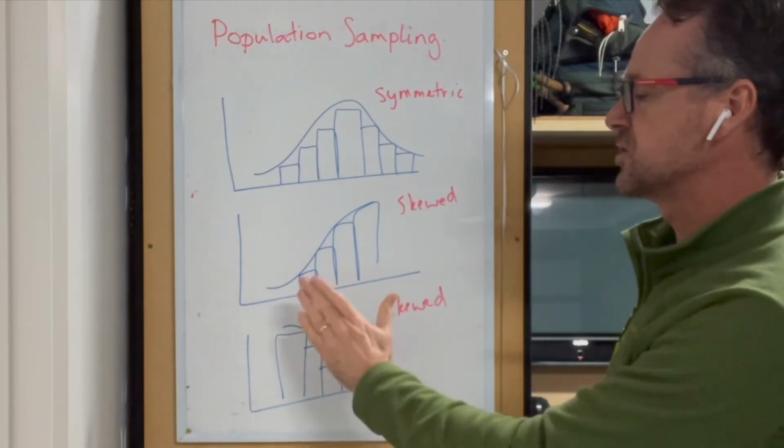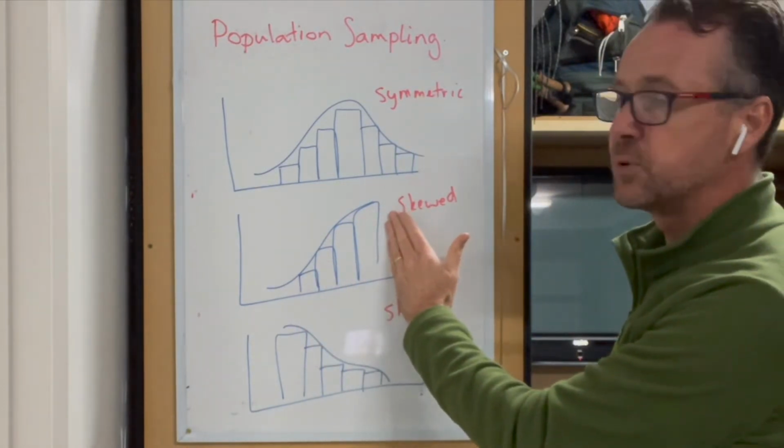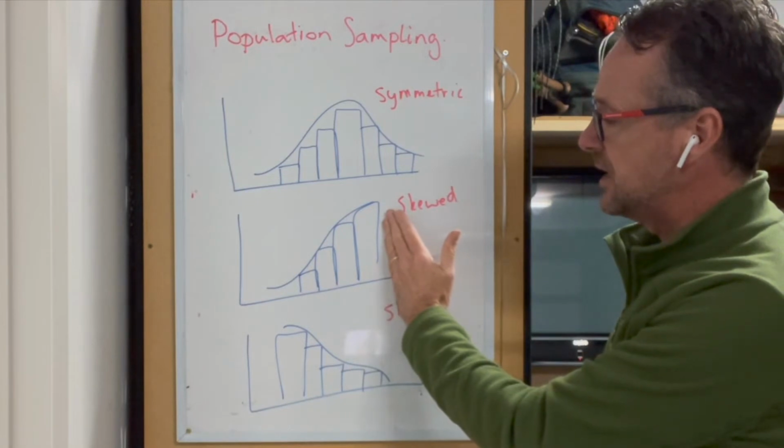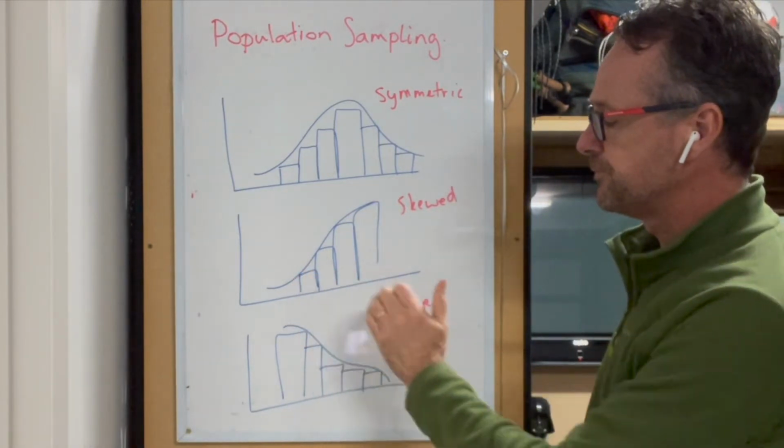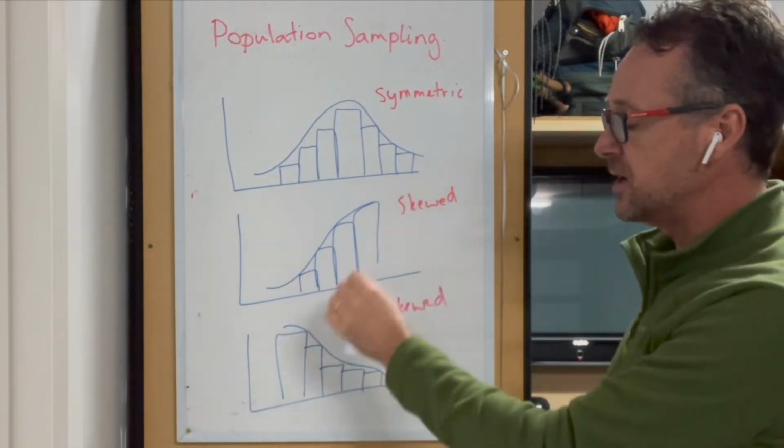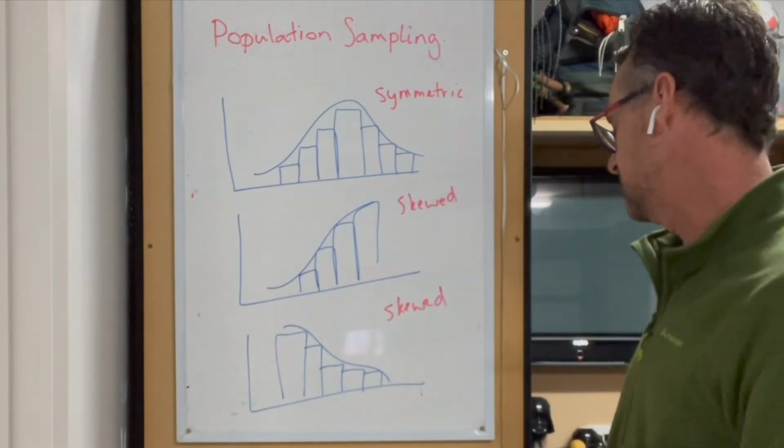So skewed results means that there's a higher point on the graph compared to the lower point. And it might start lowest and end higher, or start higher and end lower, depending.